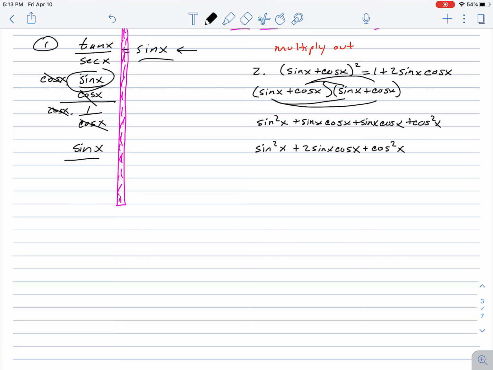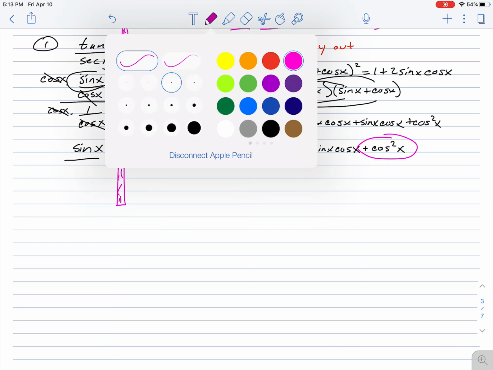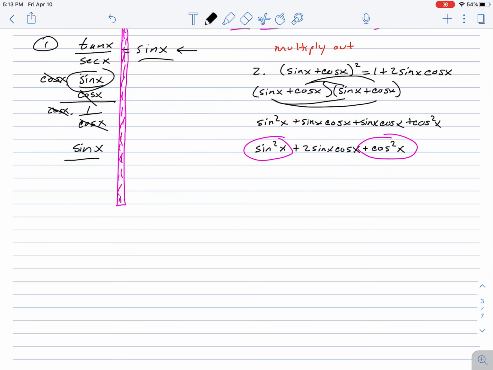And this should, right here, raise red flags. You've got a sine squared plus a cosine squared. If you have not memorized those Pythagorean identities yet, you need to do it now. If they're not in your brain, you won't recognize them when you're in the middle of this problem. So they need to be memorized so that they trigger something in your brain. These together combine to give you 1.